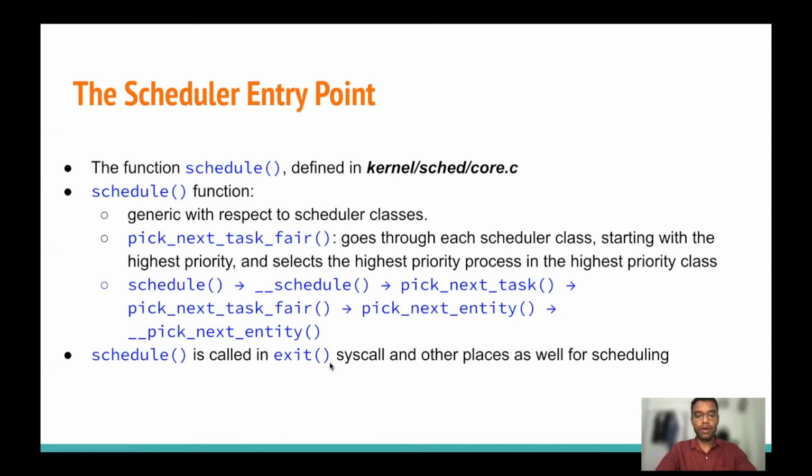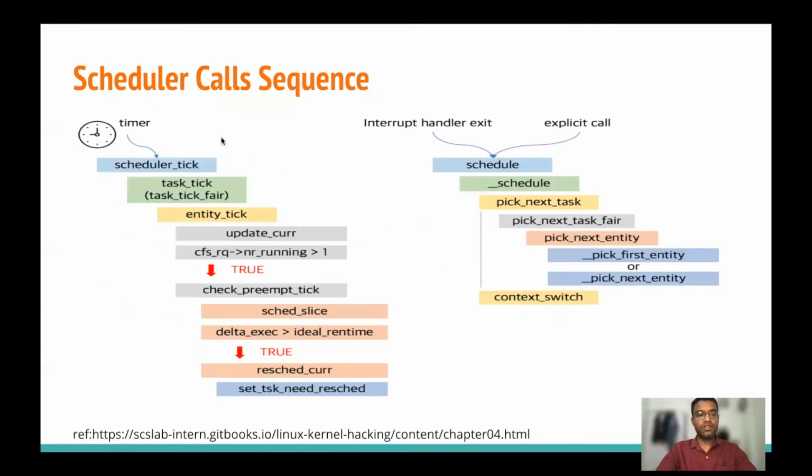If you remember in the last video, we discussed that in the exit system call, when the do exit function call happens, at the end it calls the schedule function. So this is the sequence of functions to update the timing information of the processes, and this is the function sequence of the scheduling of the different processes and the context switch.